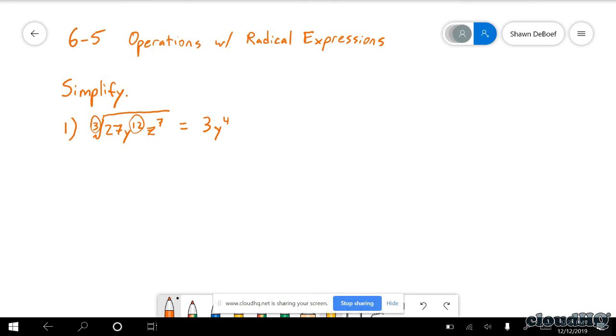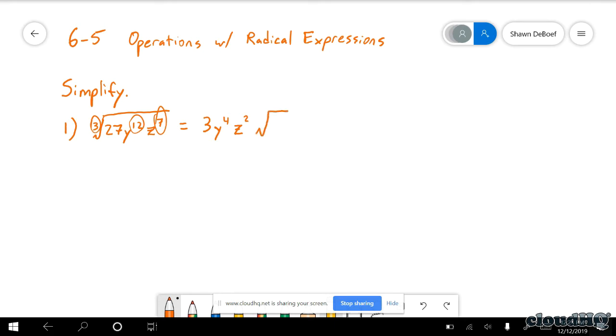No remainder there. But look at the z. 7, can we divide it by 3? Well, we can, but there's a remainder, right? How many whole number times can I pull z out? I can pull z out twice. 7 divided by 3 would be 2, but there's a remainder. So the whole number piece is 2, so I get to pull z out twice. But then whatever is the remainder, whatever didn't get to come out, is stuck inside.